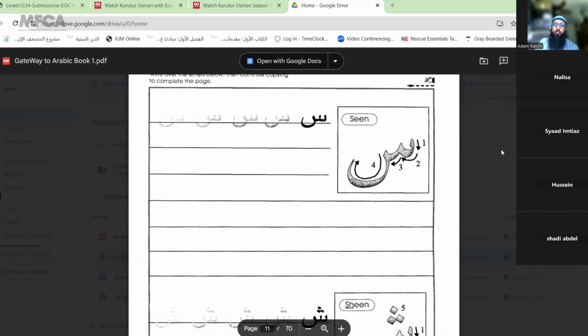So we have the first letter that we're going to take today, and its name is Seen. As you can see, it might look a bit intimidating, but it's very simple. It's 4 steps. If you just follow these specific steps that you have here, this will help you to get the letter Seen.